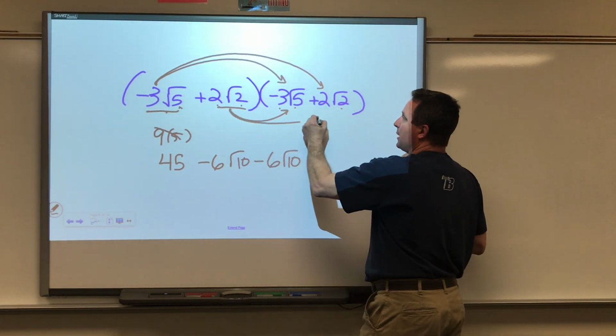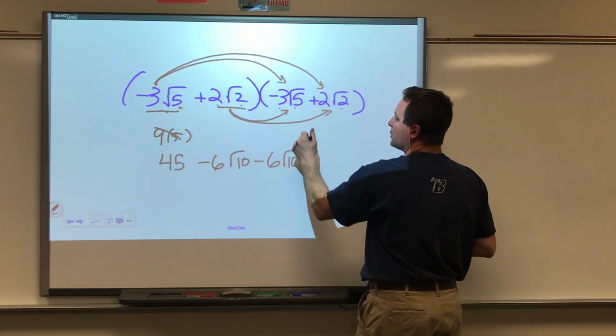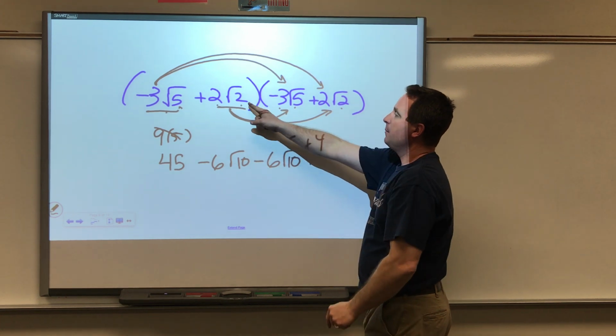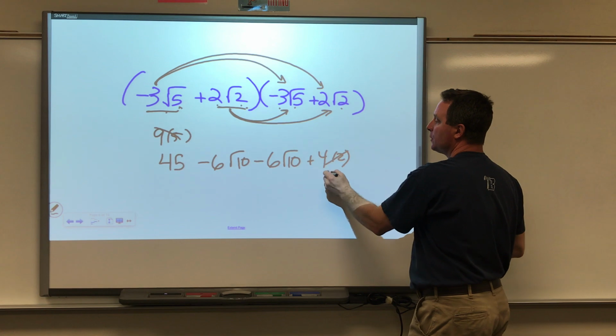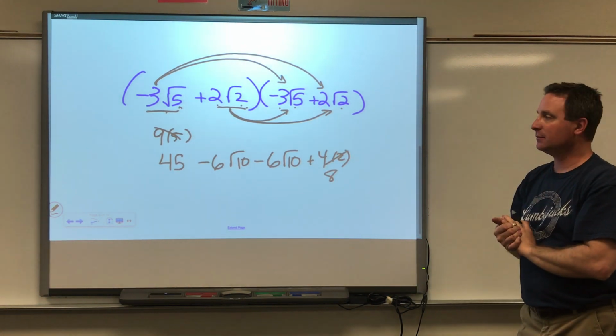And then I go to the last part. I'll be really careful here again. 2 times 2 is 4. But the square root of 2 times that square root of 2 turns into a big 2, which turns into an 8. 4 times 2 is 8.